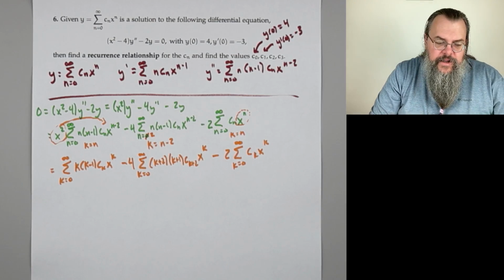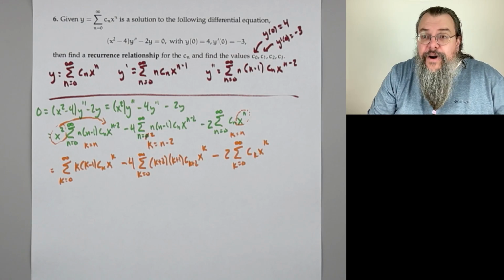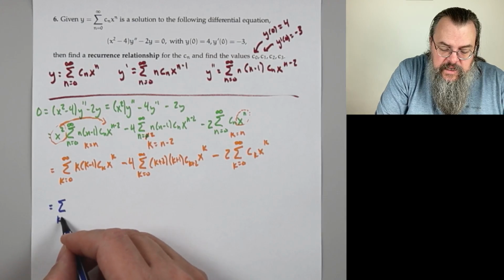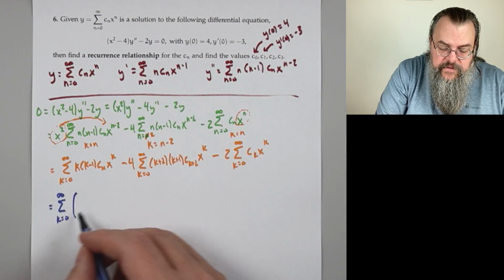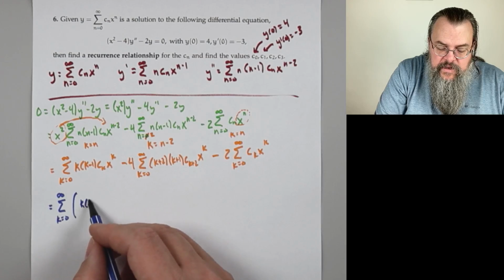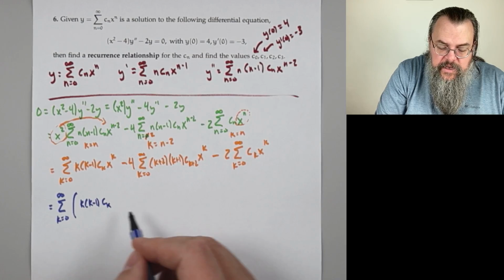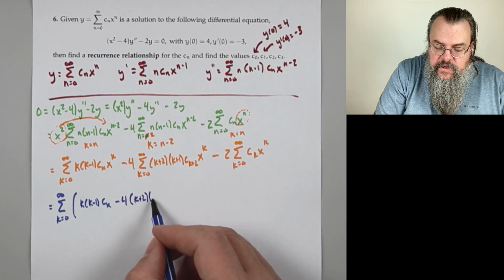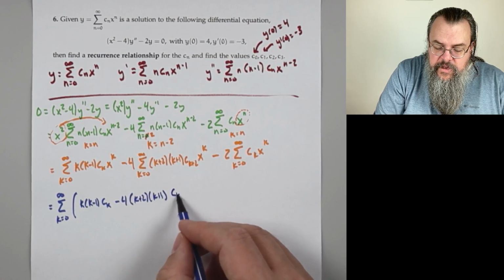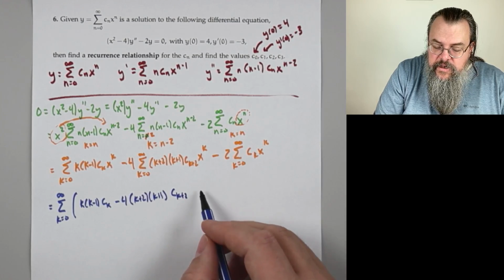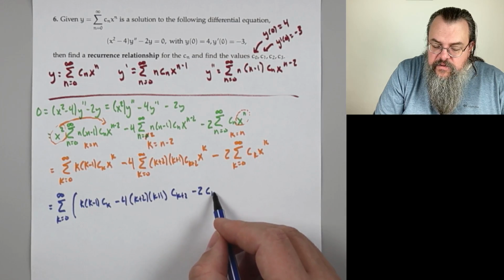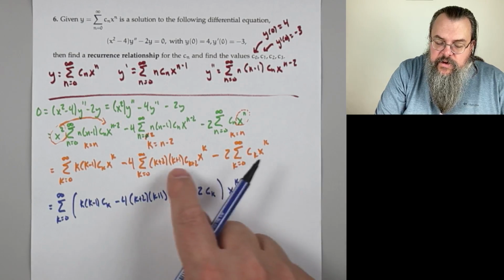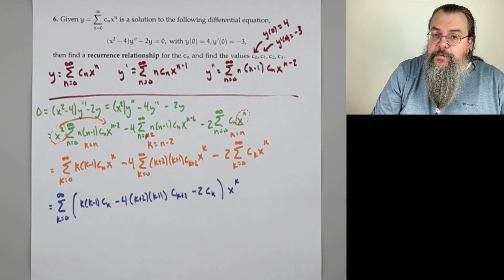So when we put all of this together, it gives us the following. We have the sum from k equals 0 to infinity of k times (k minus 1) c sub k minus 4(k plus 2)(k plus 1) c sub k plus 2, and then minus 2 c sub k, and all of that times x to the k. So we're just grabbing our coefficients, and don't forget to do your multiplications.